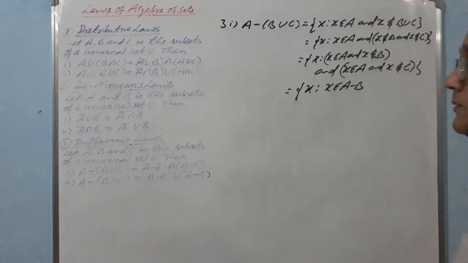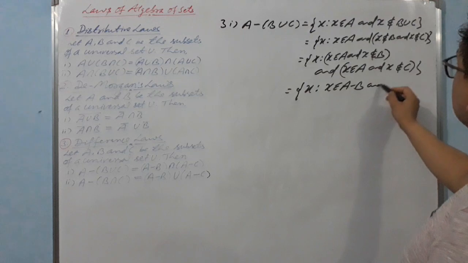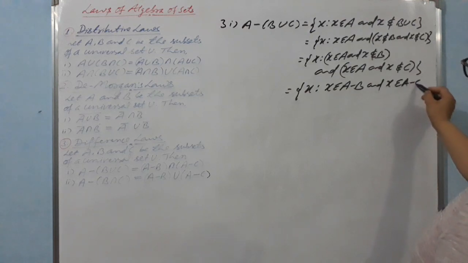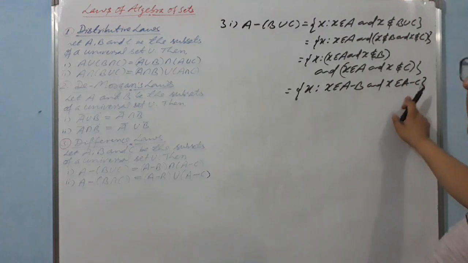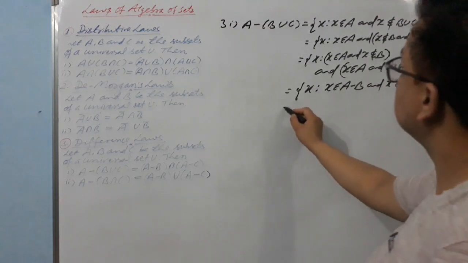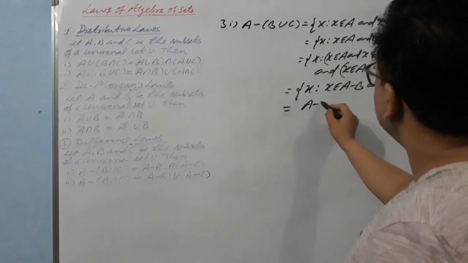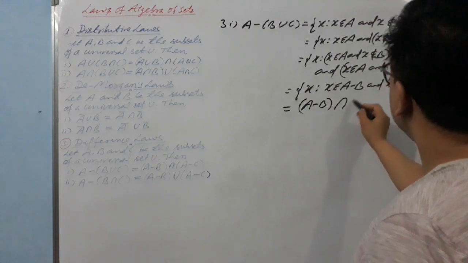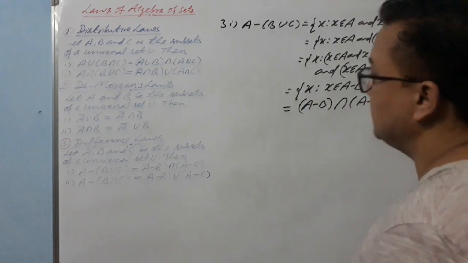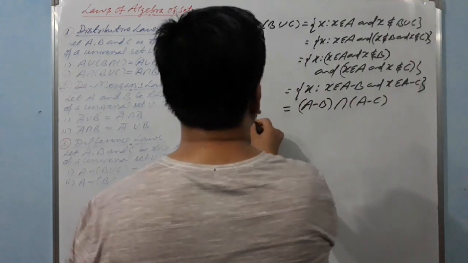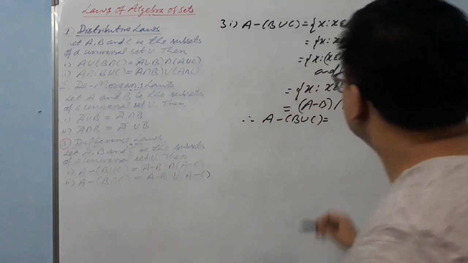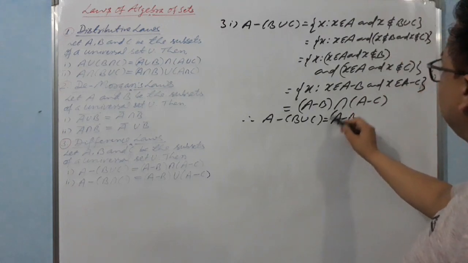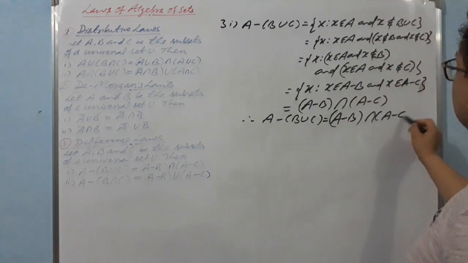This is the definition of difference. And here x belongs to A minus C. Now, x belongs to A and x belongs to B means the definition of intersection. Now you can write down A minus B, this is your A intersection A minus C. So, alright, we have proved that A minus (B union C) is equal to (A minus B) intersection (A minus C).